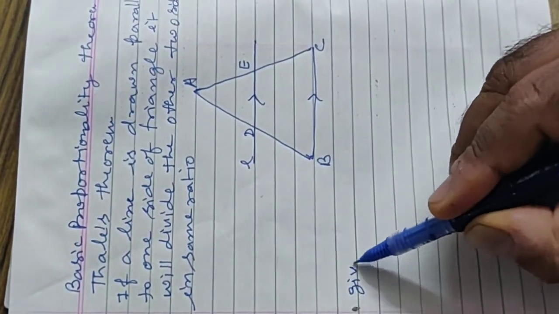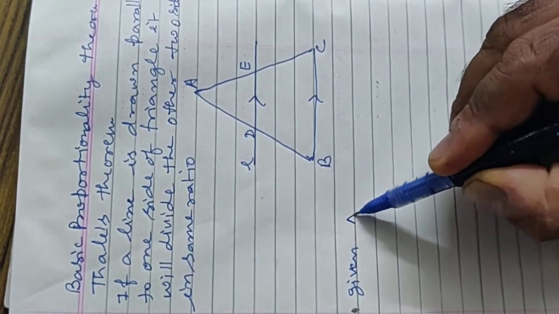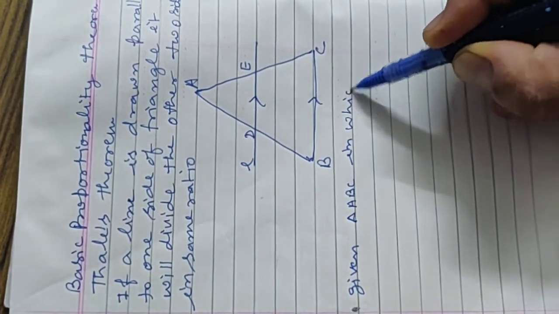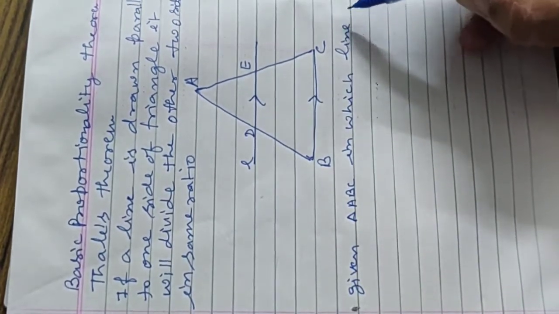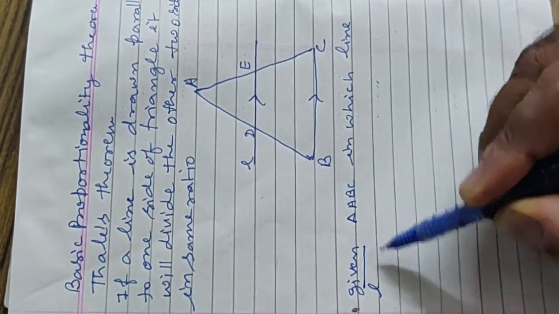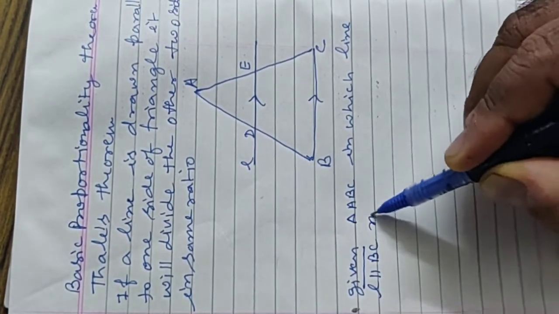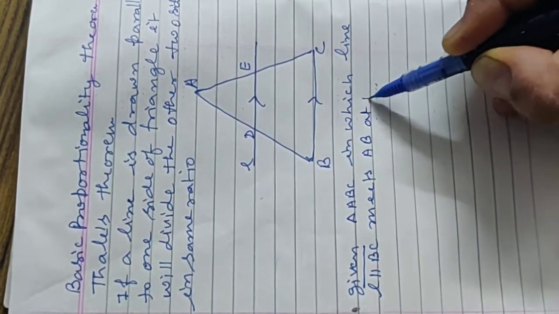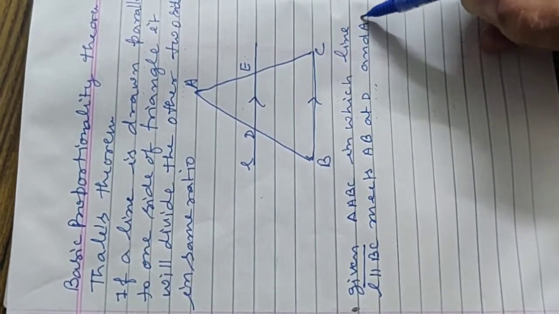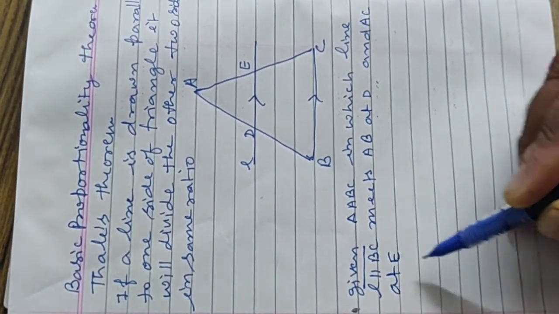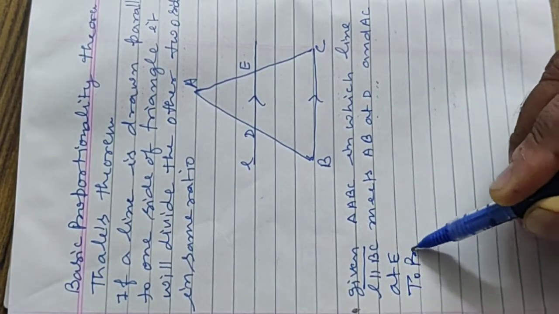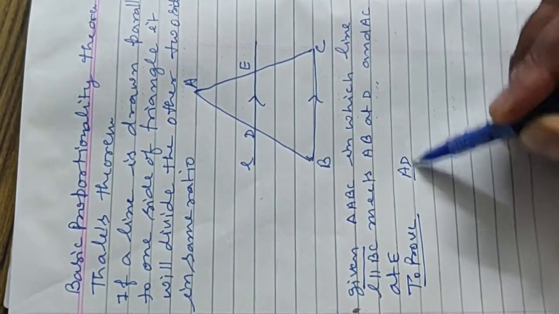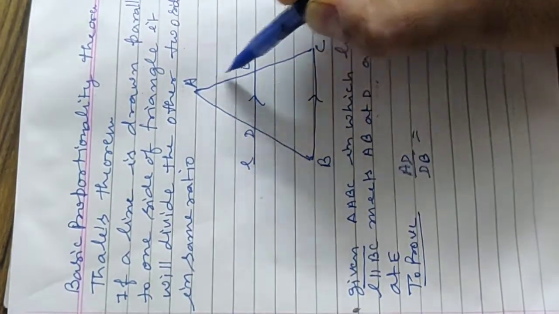So we write first of all, given: triangle ABC in which line L parallel to BC meets AB at D and AC at E. We need to prove the ratio of AD and DB is equal to AE upon EC.